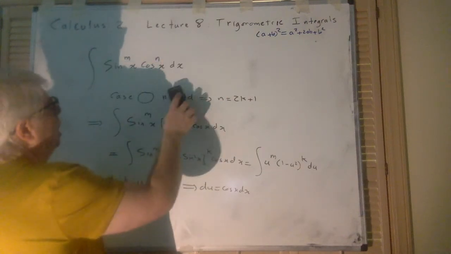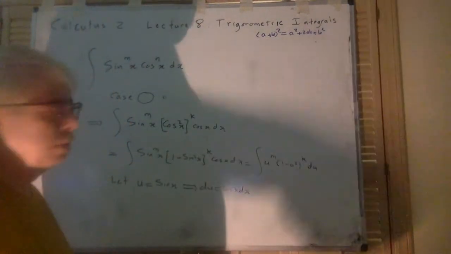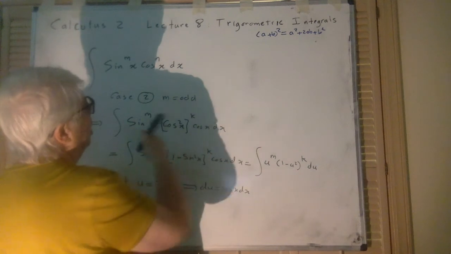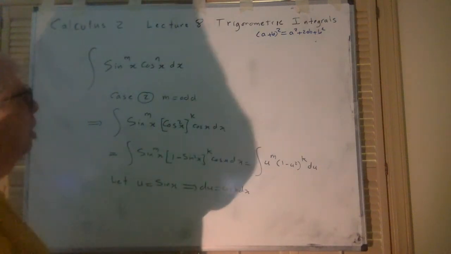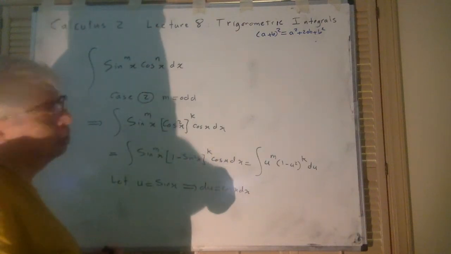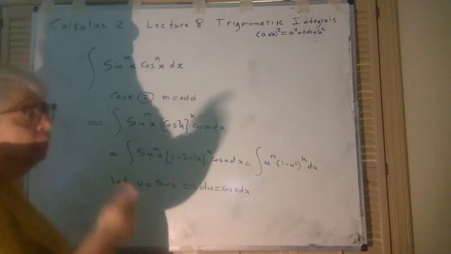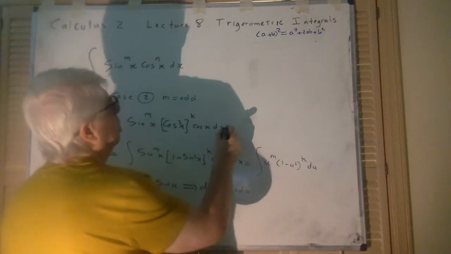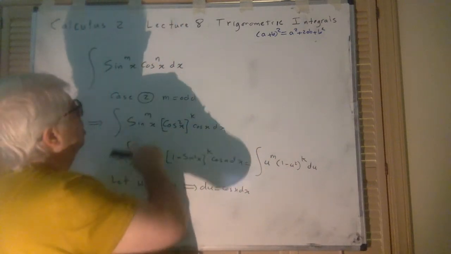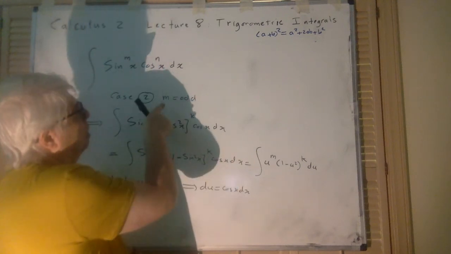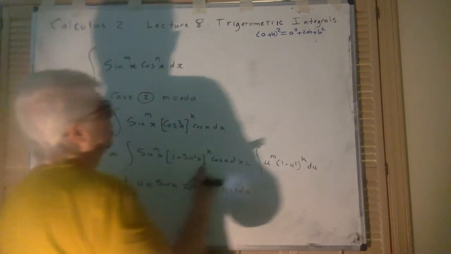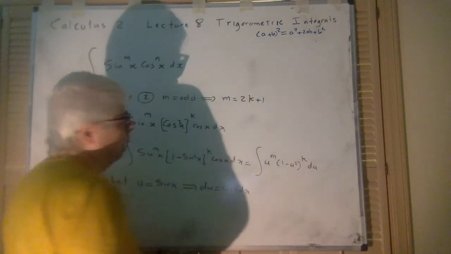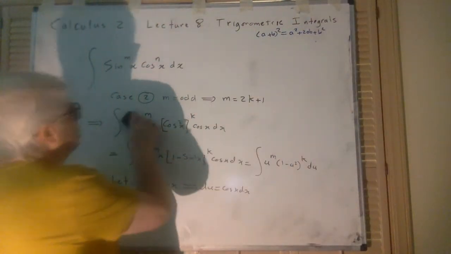Now case 2 is when m is odd. So let me erase everything, and case 2 is when m is odd. Now, if both of them are odd, I would choose cosine, because cosine is the derivative of sine, but sine is the derivative of minus cosine. But anyway, let's assume that if this one is odd, let's take this one. So if m is odd, then m equals something like 2k plus 1, and then I will get this instead of this.